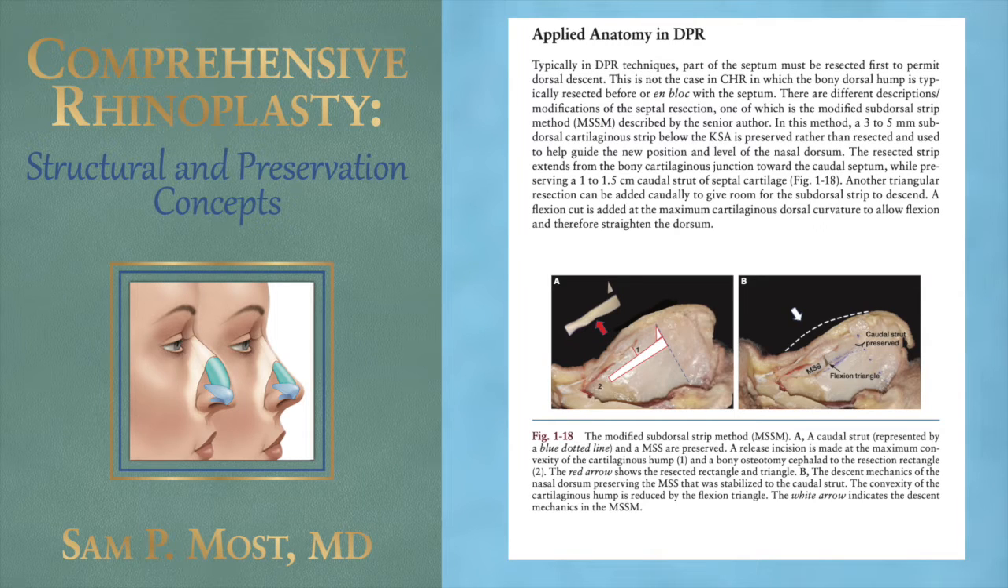This is a diagrammatic representation of what happens with the modified subdorsal strip technique, which is one of the methods. It's my preferred method for dealing with the septum in dorsal preservation rhinoplasty. And so in the textbook, we highlight the way the cartilage cuts are made and how the dorsum is flexed down into a straighter position.